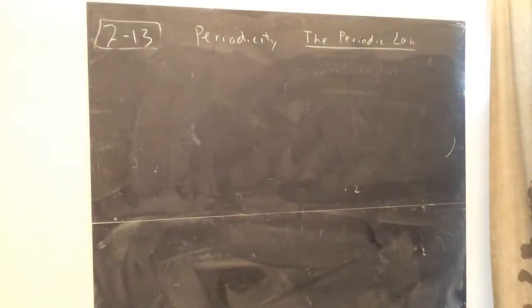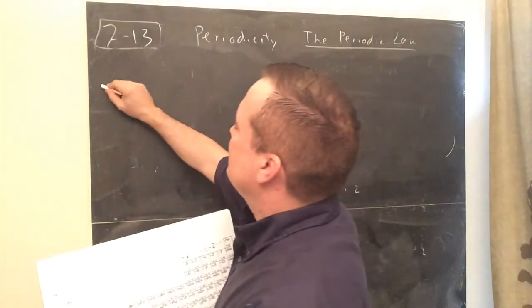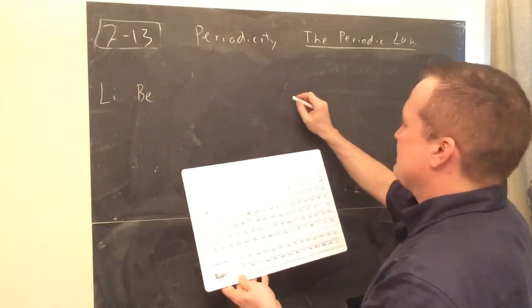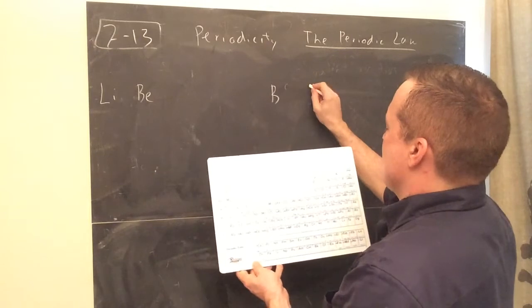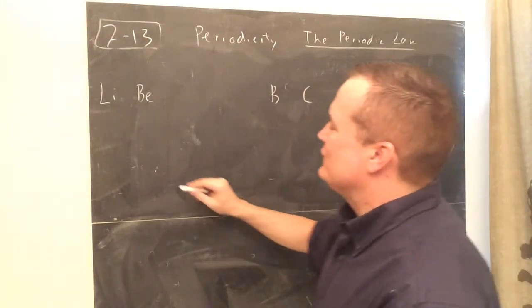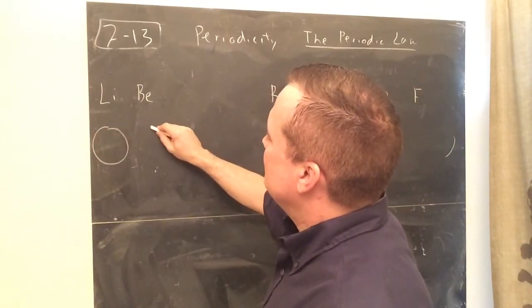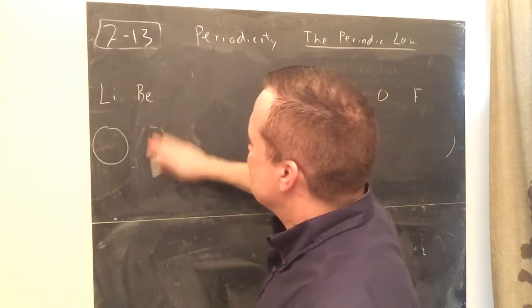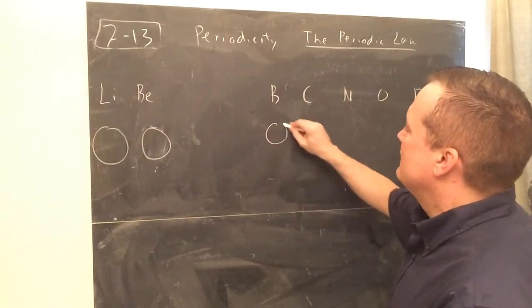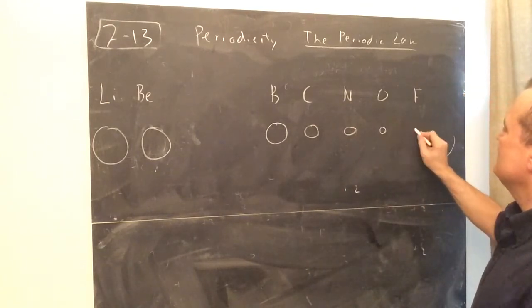What I'm going to do is show you on the chart. I'm just going to look at lithium, then beryllium. Now I'm not going to be perfect on this. Boron, carbon, nitrogen, oxygen, fluorine. I'll just try and draw this and show it to you. So let's start off with an atom this size. Then I move to beryllium, and look what's going to happen. Uh-oh, I might have exaggerated too much. Okay. Then boron, then carbon, then nitrogen, then oxygen, then fluorine.